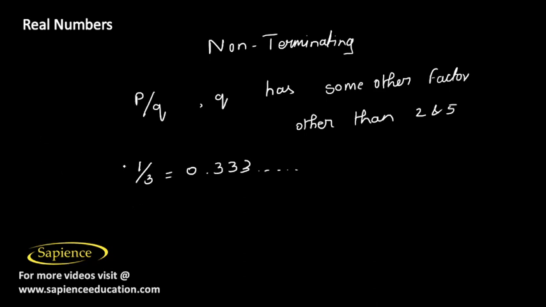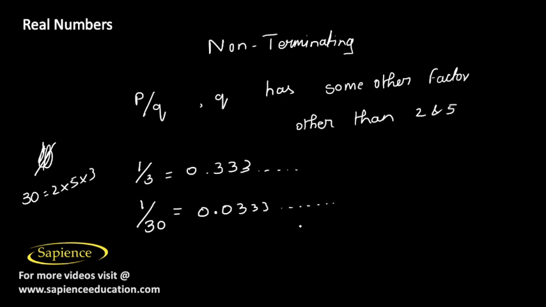The same way we can choose this example 1 by 30. So 30 can be written as 2 into 5 into 3. So this is having 2 and 5, but along with that a 3 is also present. So the result of this is 0.0333. So when the q value consists only of 2 and 5 multiples, then the decimal is terminating. If it has other factors along with 2 and 5, then it is non-terminating but recurring.